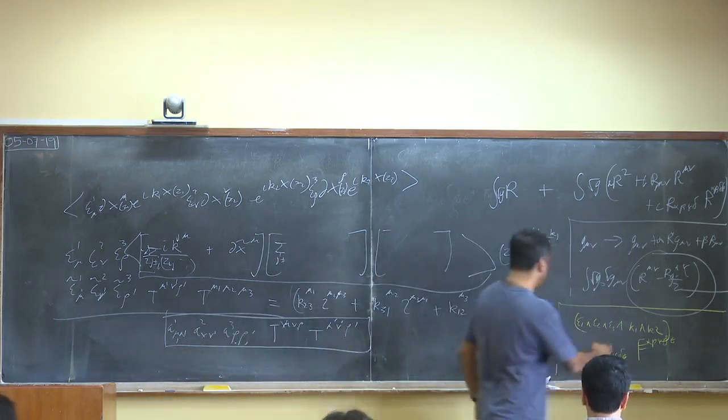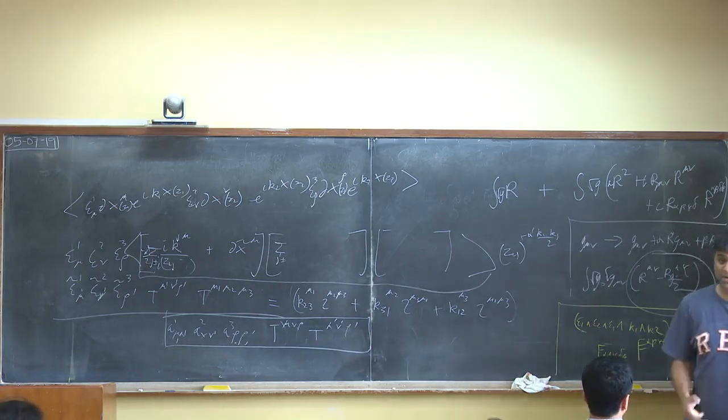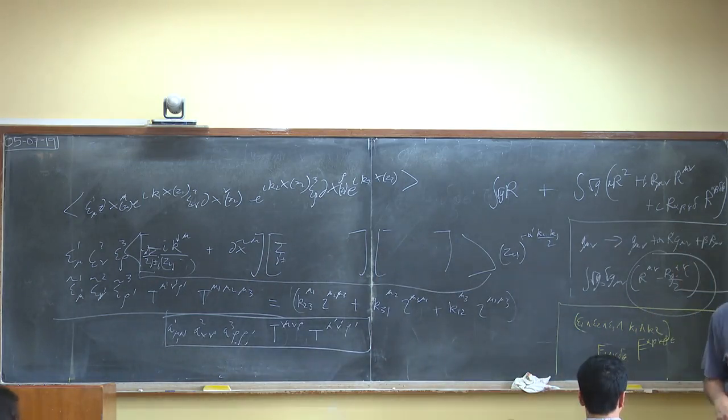And you might think, okay, it's a bit odd. We had 3 zetas, but we put only 2 k's. Why did we put only 2 k's? If we try to put the third k, we would get 0, because k1, k2, k3 are not linearly independent.